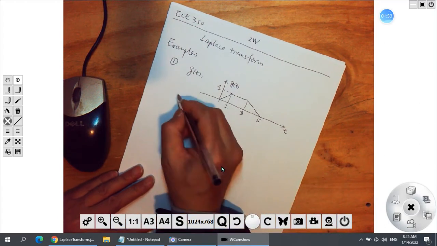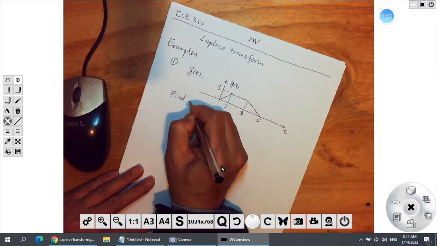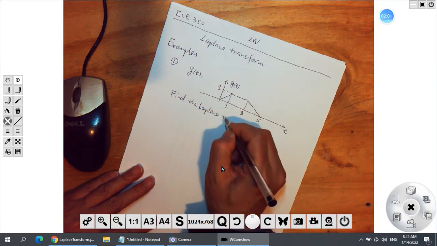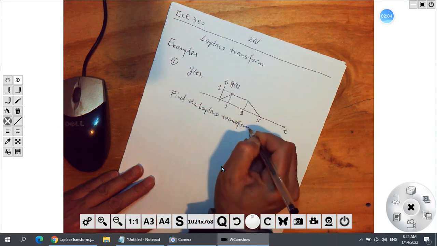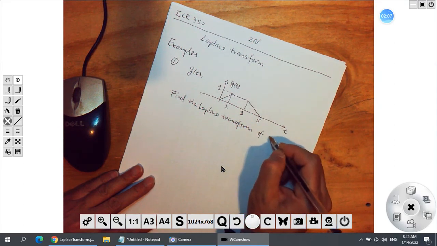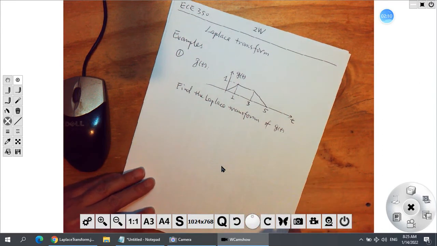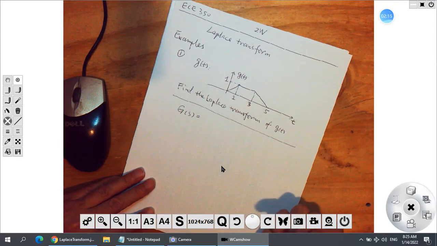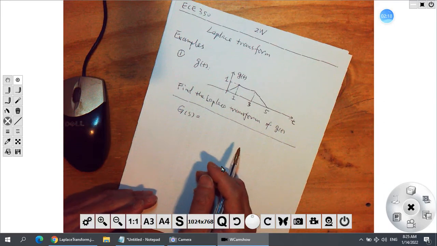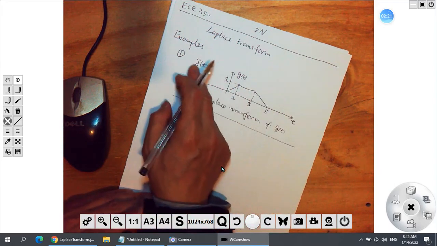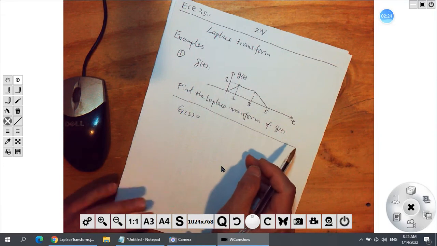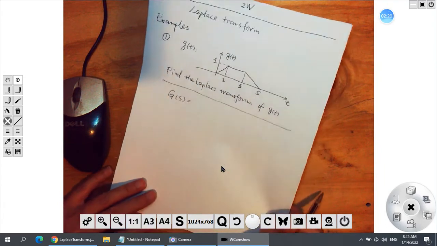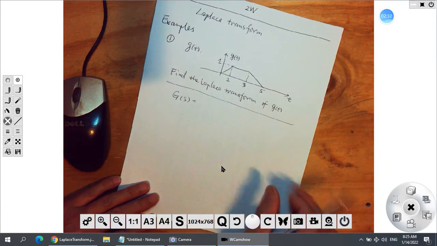We want to find the Laplace transform of g of t. Okay, G of s equals what? Of course, firstly, you can check the table. If you can find g of t from the table, then you can get an answer directly based on the table. But unfortunately, this one is not in the table. So we have to use some different way to find the result.